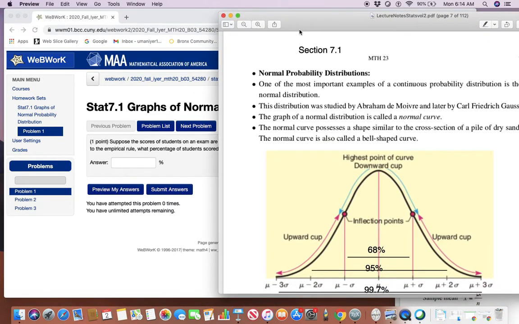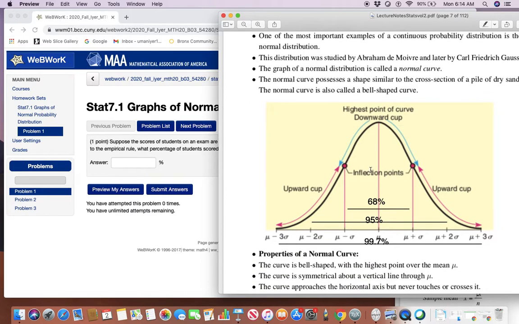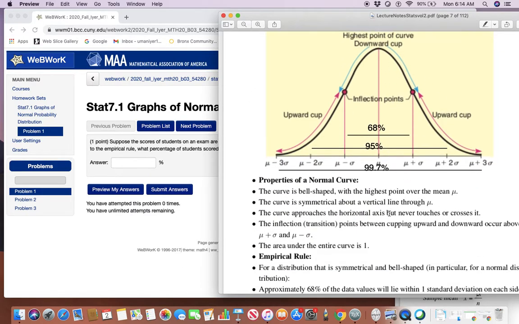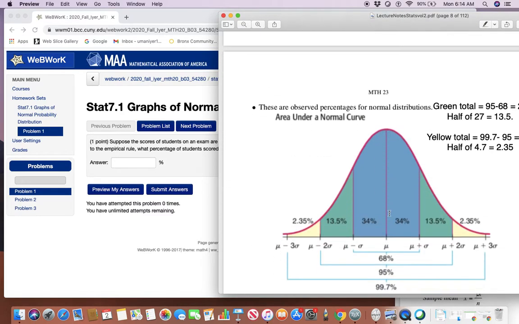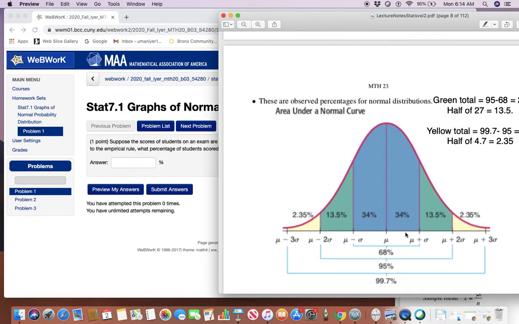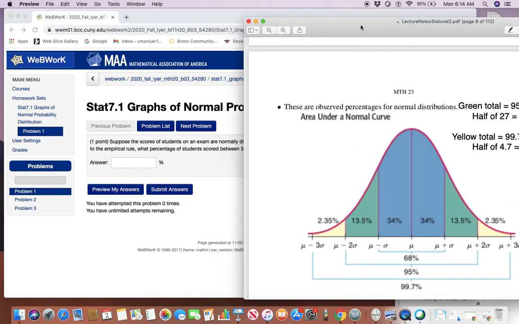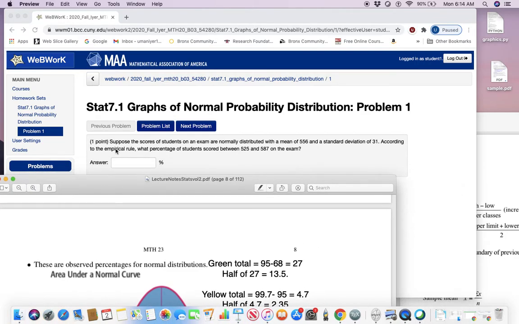Let's look at the empirical rule. This is the picture for the empirical rule for a normal distribution. One standard deviation away from the mean, you have 68 percent. Two standard deviations away, you have 95 percent. And three standard deviations away, you have 99.7 percent of the population under the curve. So you want to figure out what these numbers represent in comparison to 556.